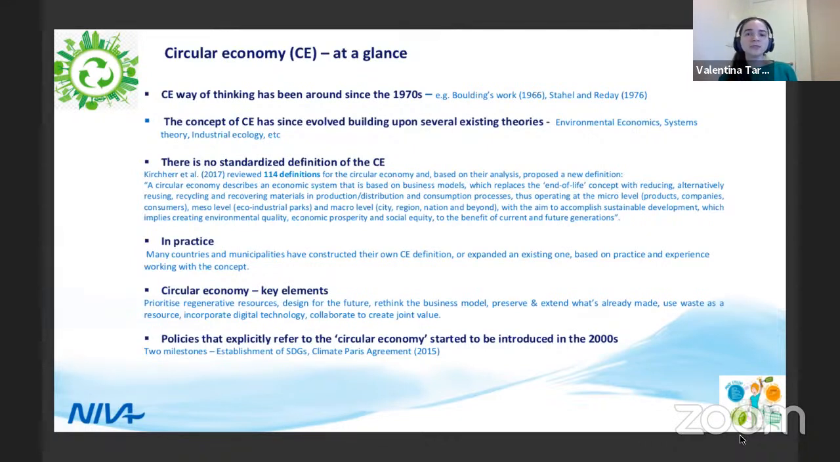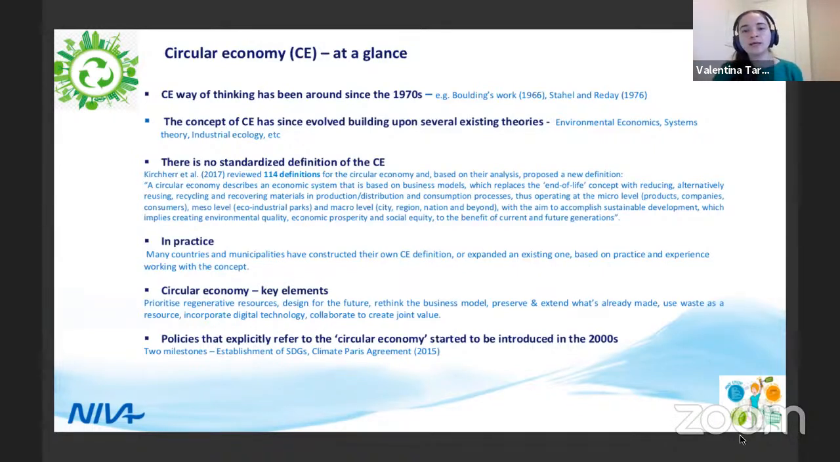In fact, the word circular economy was first mentioned by environmental economists Pierce and Turner at the beginning of the 90s, but it also relies on general system theory and industrial ecology. Another important fact about circular economy is that there is no standardized definition. In 2017, a group of researchers reviewed more than 100 definitions, and they also suggested their own based on this analysis. In practice, many countries and municipalities have constructed their own circular economy definition or expanded on an existing one based on their practice and experience working with the concept.